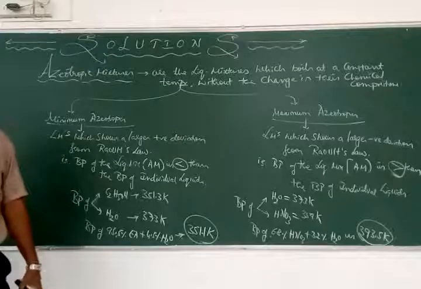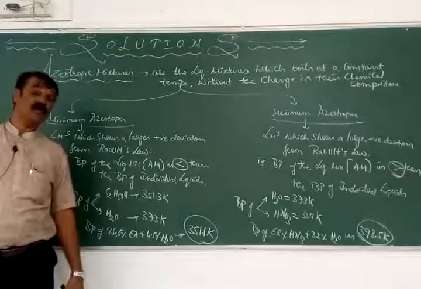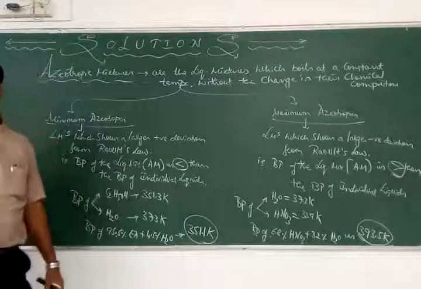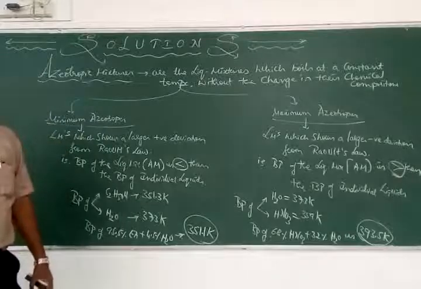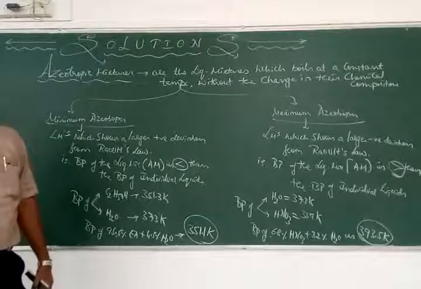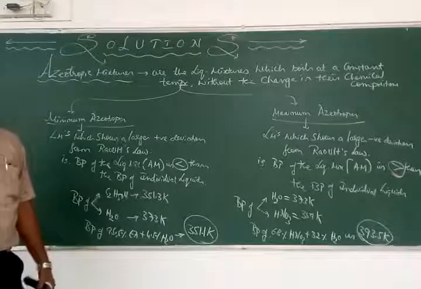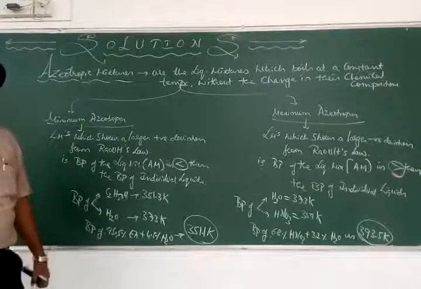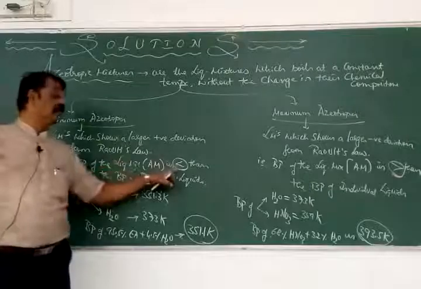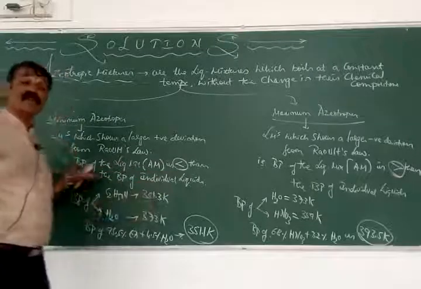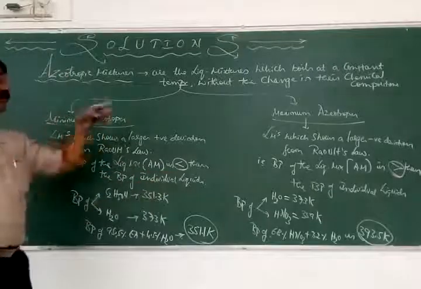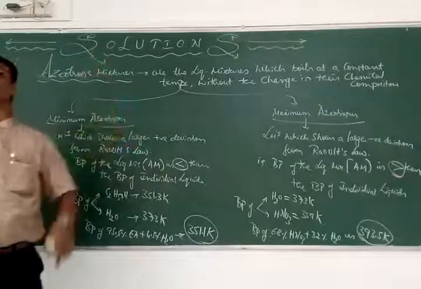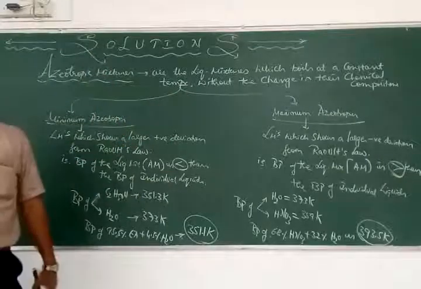Okay. So this is about the new concept in the form of the azeotropic mixture, which is simply defined as the liquid mixtures which have the constant boiling point. Constant BP liquid mixtures are also called azeotropic mixtures. If the BP of the liquid mixture is less than that of the individual liquids, then it is called minimum azeotropes. If it is greater, then it is the maximum azeotropic mixtures.